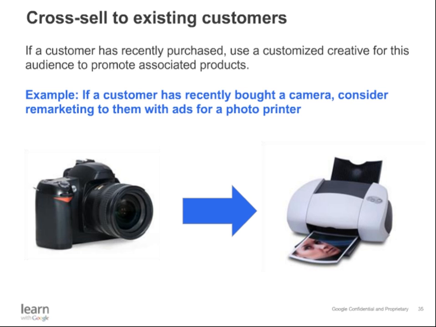So if a user or a customer has actually gone on and purchased something on your site, we can obviously track that conversion. And then once they've fallen into that conversion-labeled cookie list, we can then start speaking to them based on what might be the next best offer. So in this example, a customer has come on to a site and bought a camera. So the next best offer, as the advertiser decides, is to market them with a photo print ad.